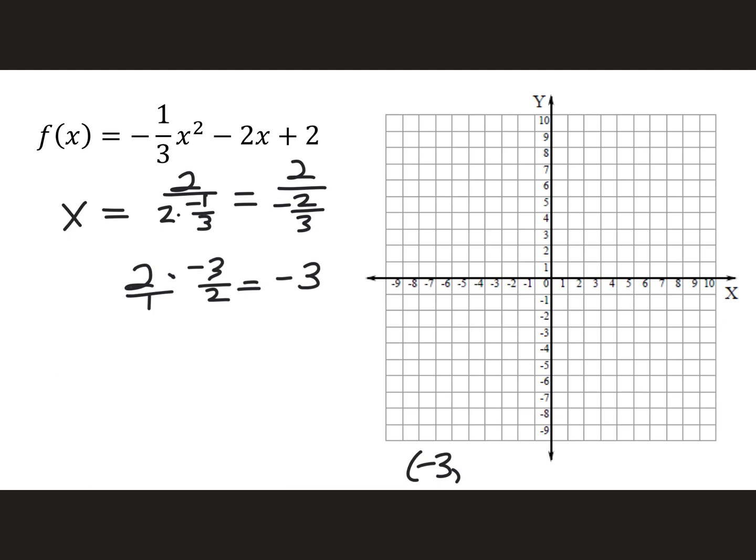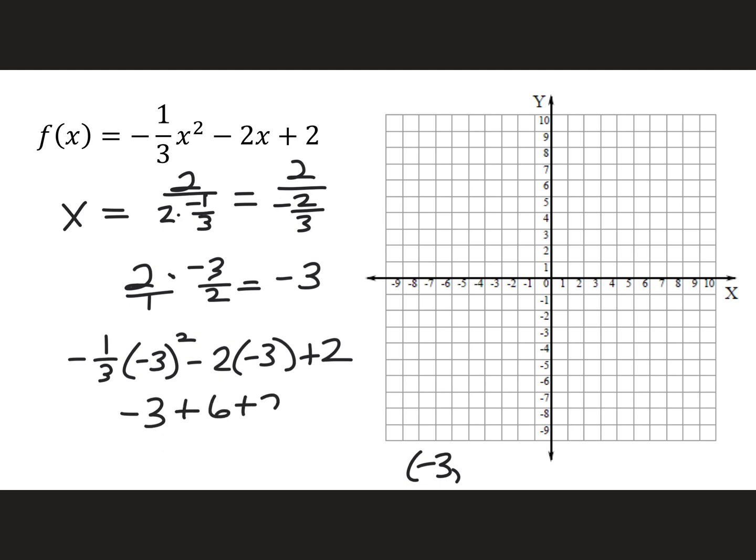All right, now let's go ahead and put it into the equation. Negative 1/3 times negative 3 squared minus 2 times negative 3 plus 2. So negative 3 squared is just a positive 9. 1/3 of that is 3, but negative 1/3 is negative 3. And then negative 2 times negative 3 is a positive 6 plus 2. Negative 3 plus 6 is 3 plus 2 is a 5. So my y value of my vertex is a 5. So I'm going to do a negative 3, positive 5 right here. And then I'm going to do my line of symmetry right here.